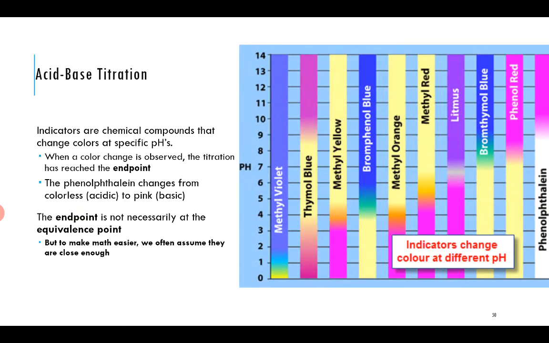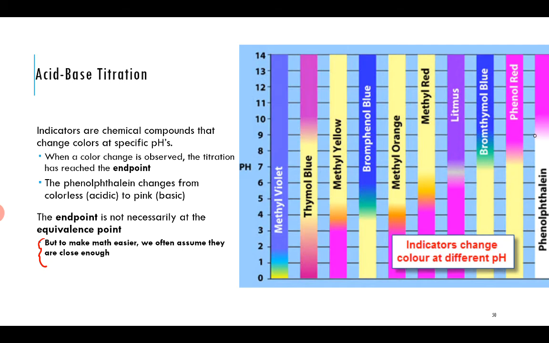Now, we can't see when that equivalence point happens. And so we use indicators that change colors near where we expect our equivalence point. But the end point, when we stop our titration, is not necessarily the same as the equivalence point. They are not necessarily at the same pH, but we'll just make an assumption that endpoint and equivalence point mean the same thing because we're in Chem 3A.